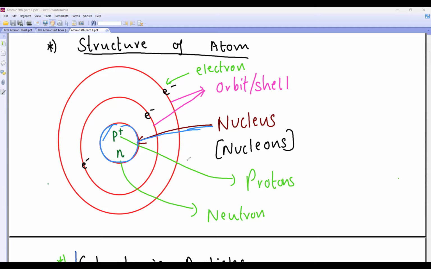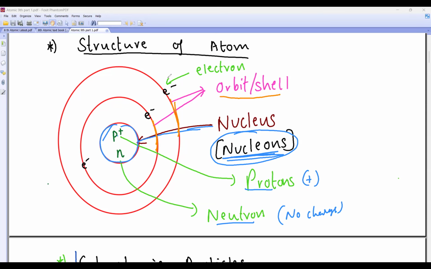Inside the nucleus, what do we have? Protons and neutrons. Protons are positively charged. Neutrons are neutral, no charge. And electrons are negative. Protons and neutrons together are known as what? Nucleons. Then around this, what are these? Shells, orbits or energy levels. And inside that, what is revolving? Electrons, negatively charged. Very good.